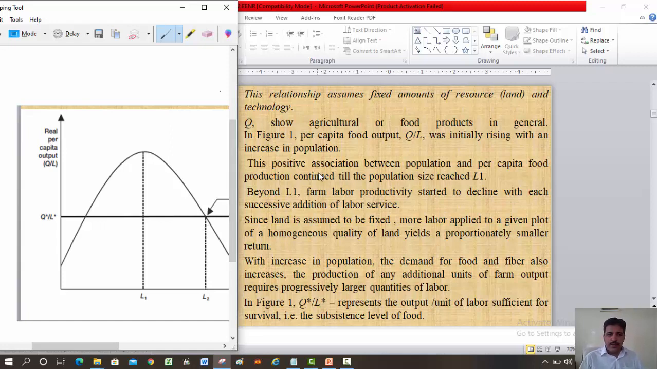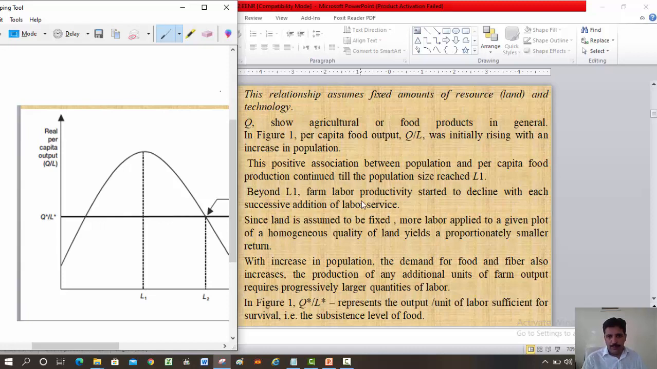So coming again to the slide, we see the positive association between population and per capita food production will continue till the population size reaches L1. This is population, this is per capita output. Initially with increase in population, we see the slope is positive, which means that when population increases, the per capita output increases. This association continues till this point, where it is a maximum at L1.